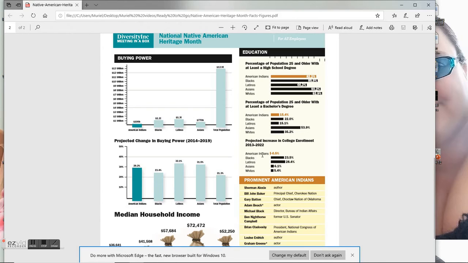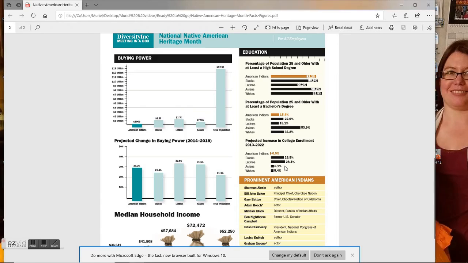Projected increase in college enrollment. American Indians were actually only at 0.5%. Blacks in this area went up to 23.5. Latinos went up to 28.4. Asians were down to 6.1 and Whites were down to 5.4 in this area.